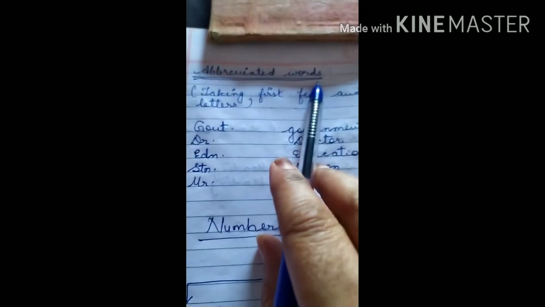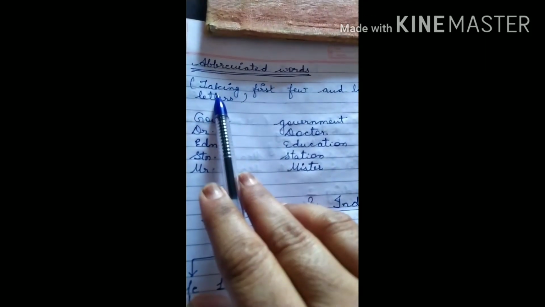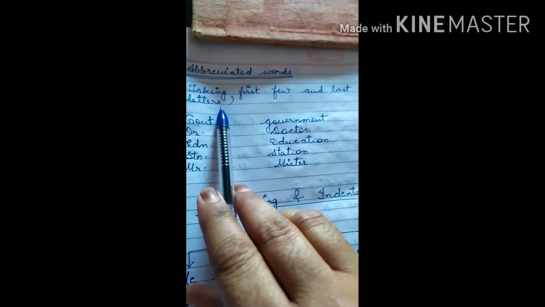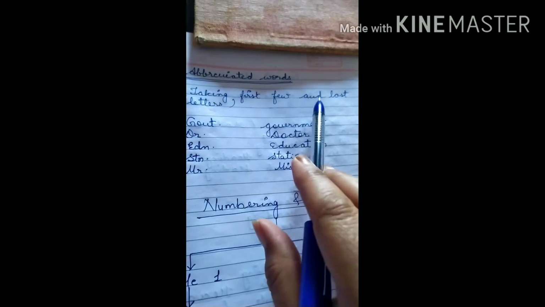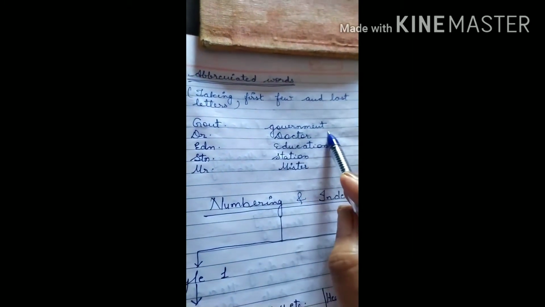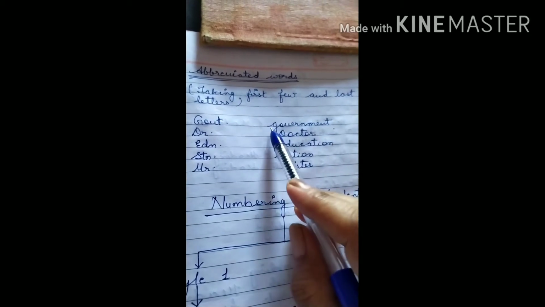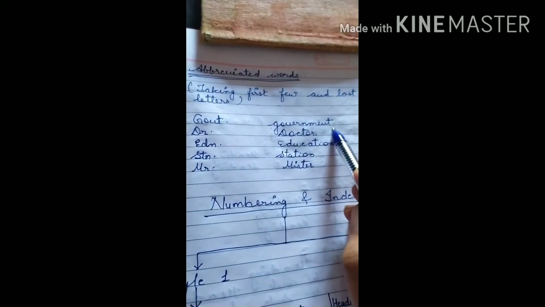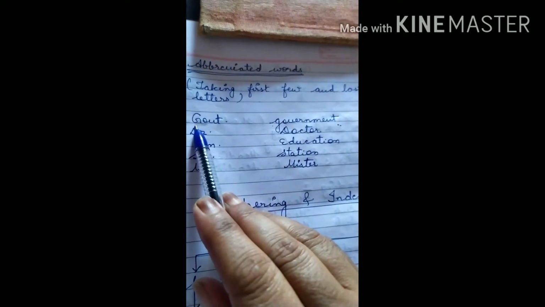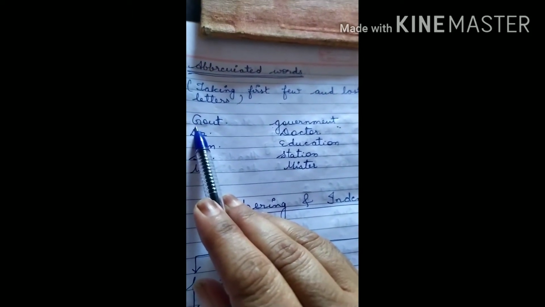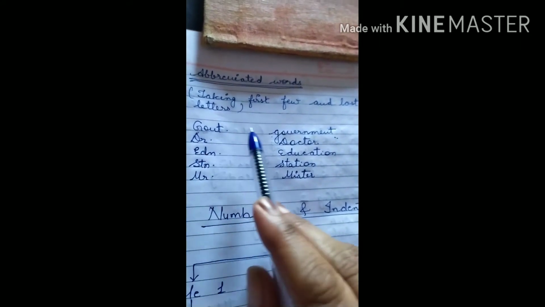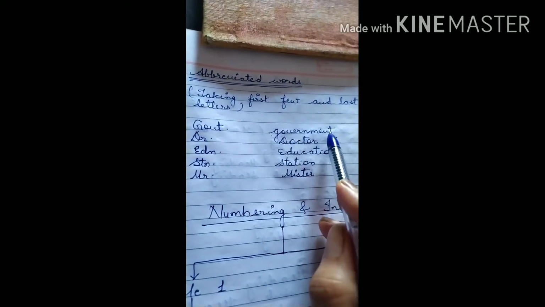Now third form of abbreviation is abbreviated words. It means taking first few and last letters. For example, if there is a spelling government, so no need to write again the full spelling of government. Instead of writing the spelling of government, you just write the first few. It means 3 or 4 or 2 characters from a word, GOV, and last character T.